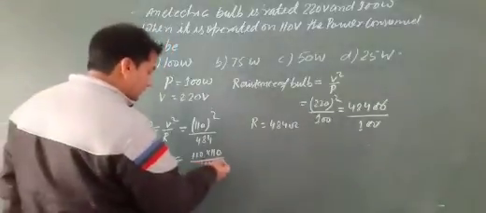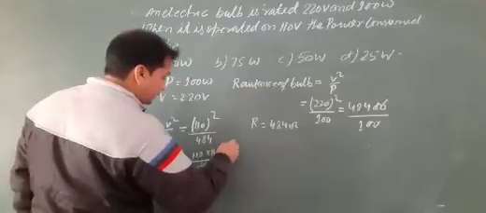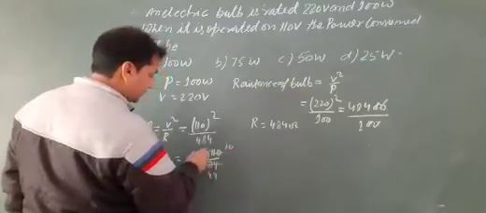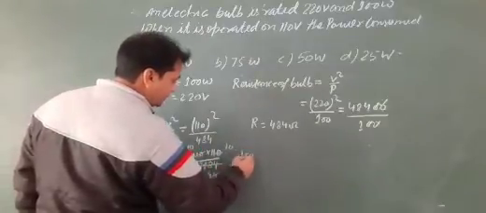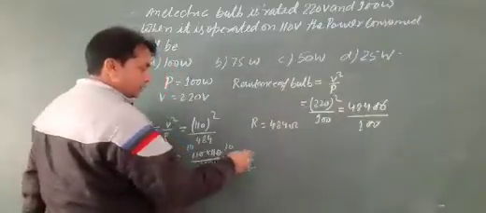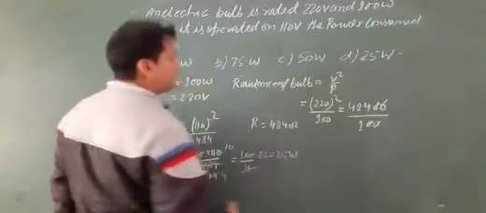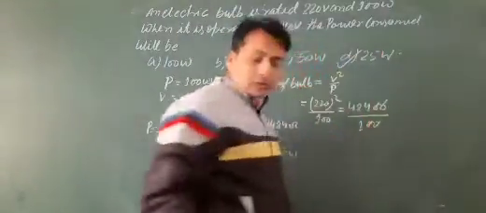In this question, cancelling 11, 10 and 4, we get 100 by 4, that is 25. The fourth option is the right answer, that is 25 watt.